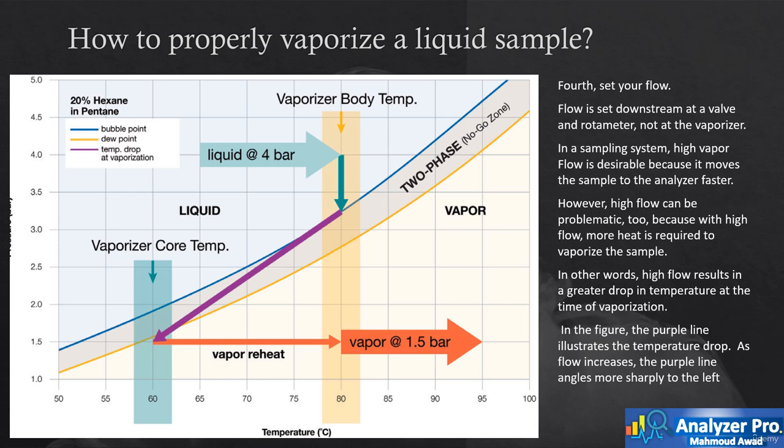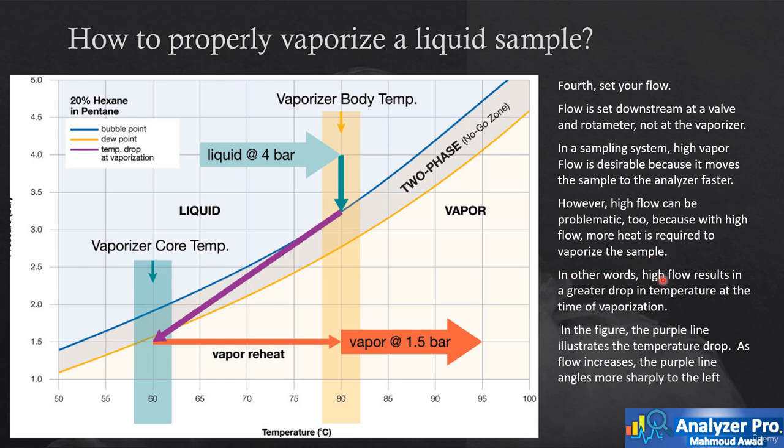Fourth, set your flow. Flow is set downstream at a valve and rotometer, not at the vaporizer. In a sampling system, high vapor flow is desirable because it moves the sample to the analyzer faster. However, high flow can be problematic too, because with high flow, more heat is required to vaporize the sample.